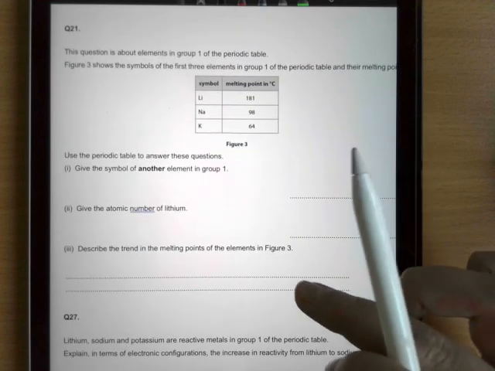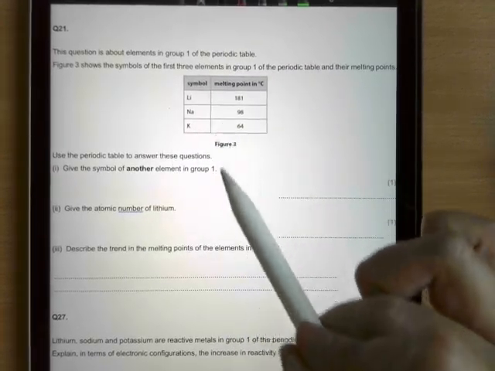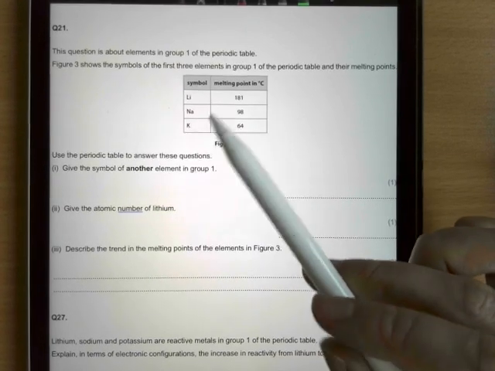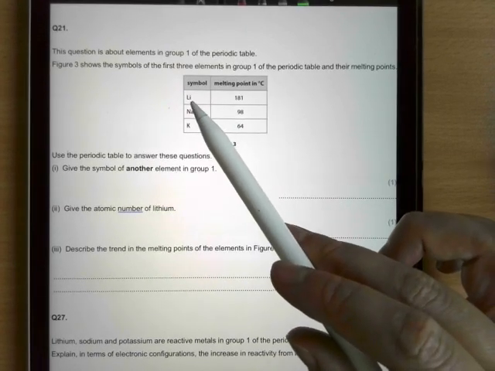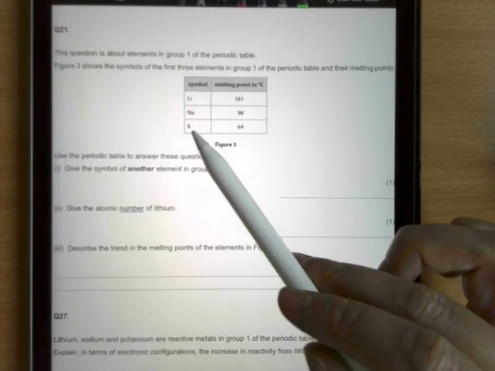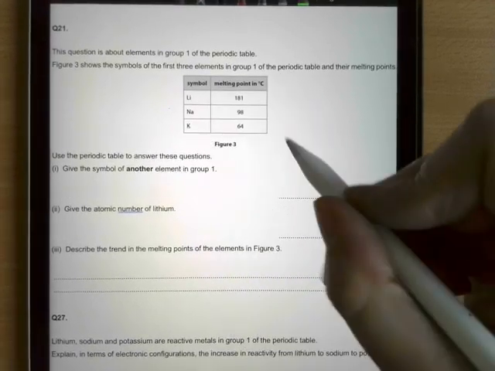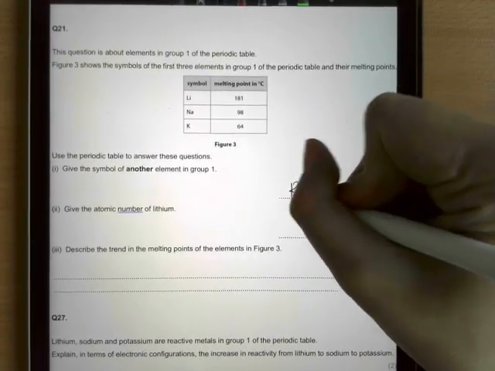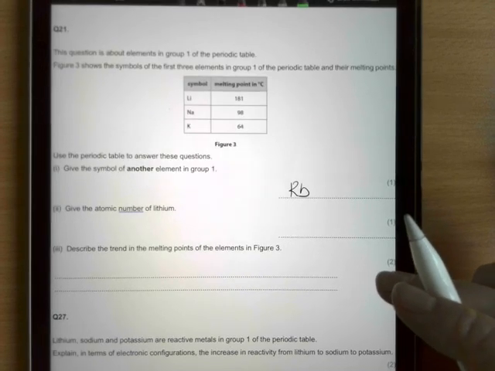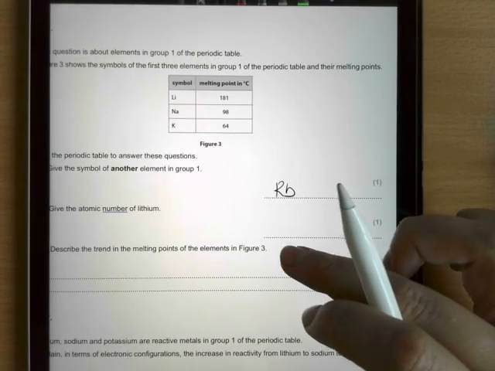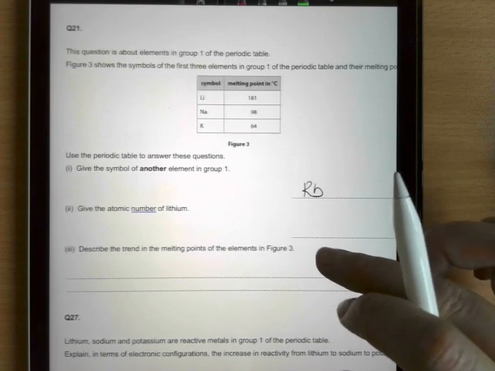Down here, they give you symbols. They ask for a symbol of another element in group 1. So if you look at your periodic table, you find group 1, you'll see it goes Li, Na, K, and then after K you get Rb. So you can write Rb. Underneath Rb you've got Cs, and then underneath that you've got Fr, and any of those will get you the mark. Just make sure you're writing the symbol and not the name.